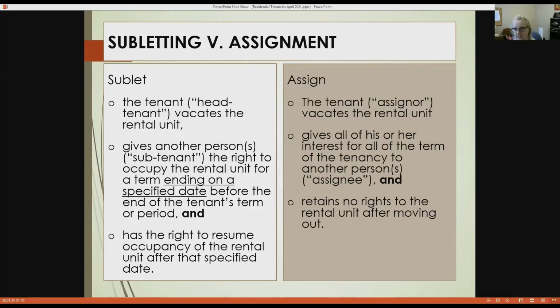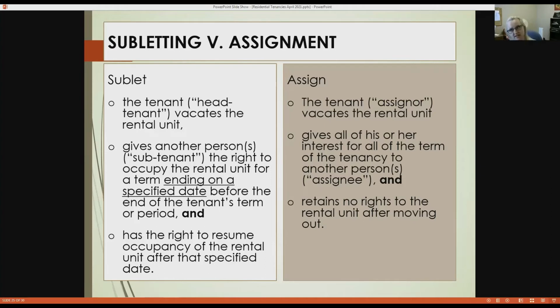If you still have a lease and you want out before the end of the lease, you have a few options. Now, the landlord cannot simply withhold consent to an assignment or a sublet. They can't say, no, you're not allowed to do that. You are allowed to do that. With a sublet, the difference is that the tenant is vacating the unit, and really they're renting their unit to someone else, but they are still ultimately responsible.